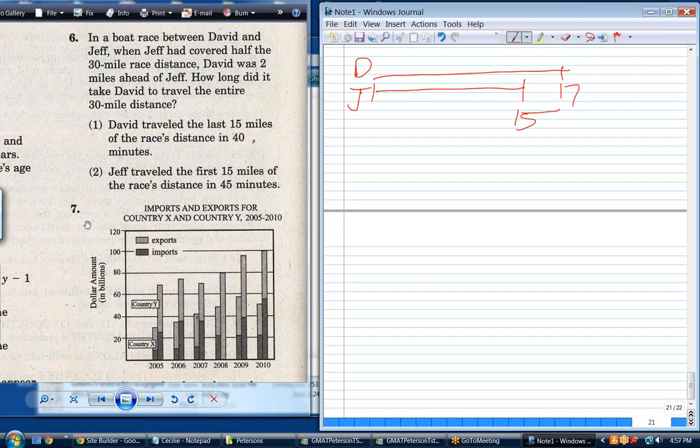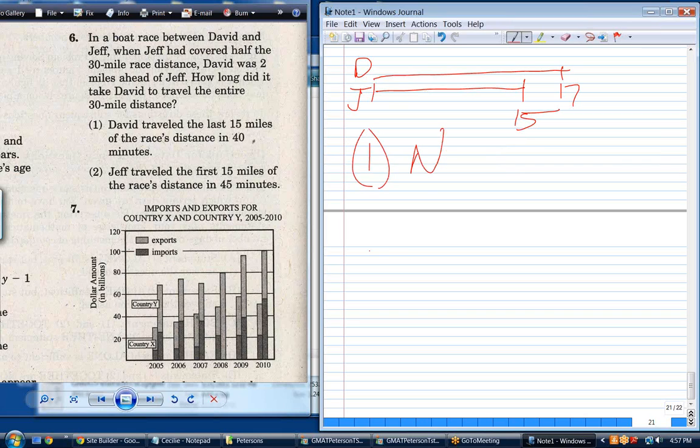I would say 1 is no. How long did it take David to travel the entire 30 miles? Well, we don't know how long it took him to cover the first 15 miles. No, so that's why I was saying 1 is no. Yeah, so 1 has to be no, I think.